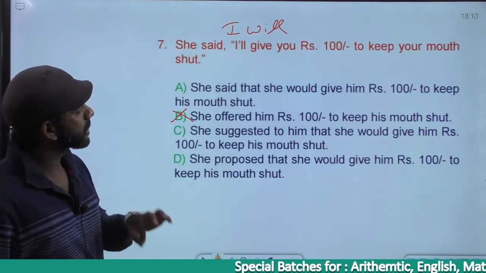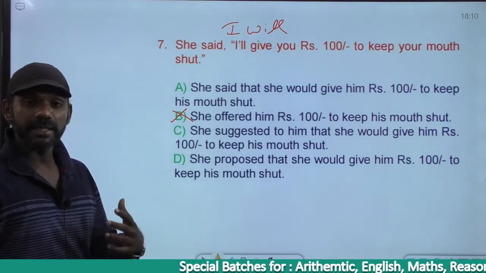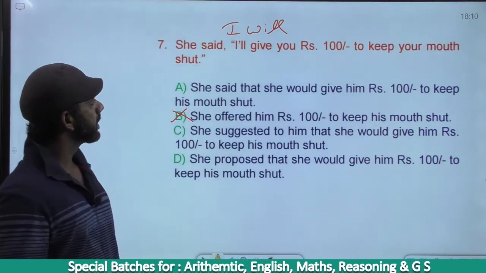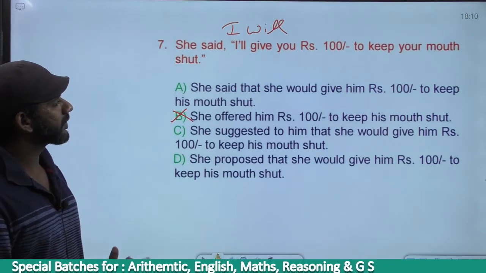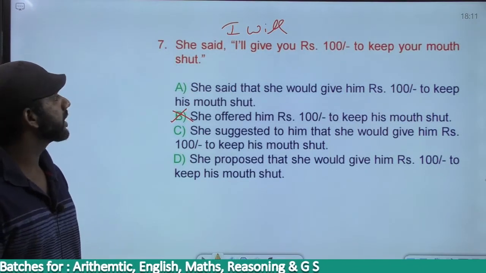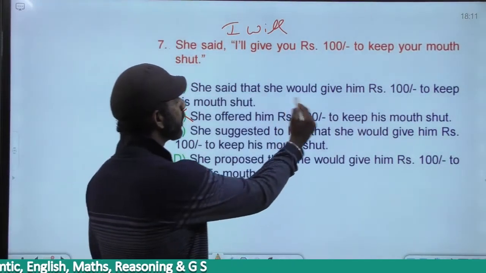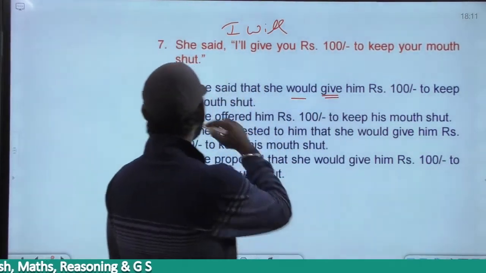Now it is not a suggestion. Suggestion means "let's" will be there. Based on that, now come to option A. She said that she would give him 100 rupees to keep his mouth shut. Said becomes said that. I becomes she. Will becomes would. Would plus V1 must be considered.